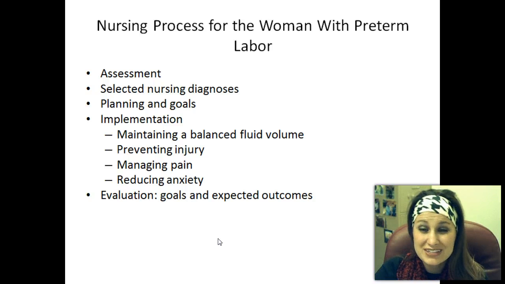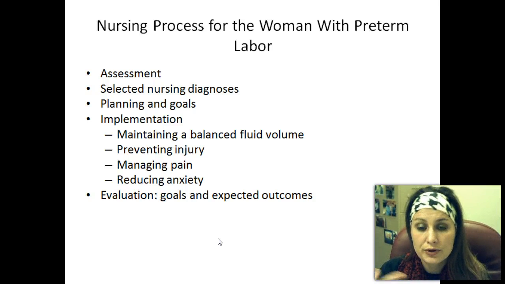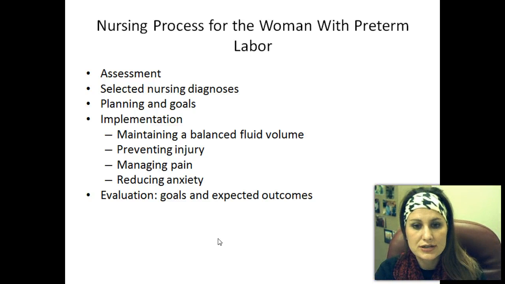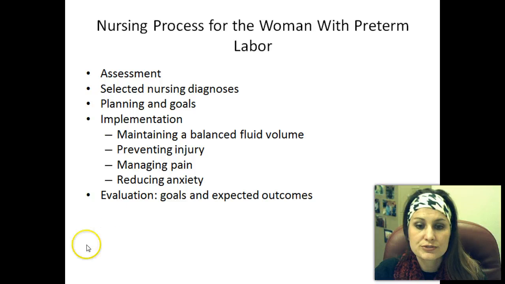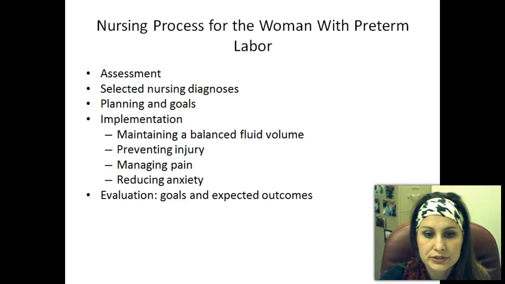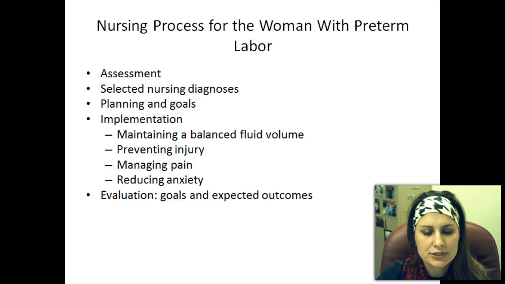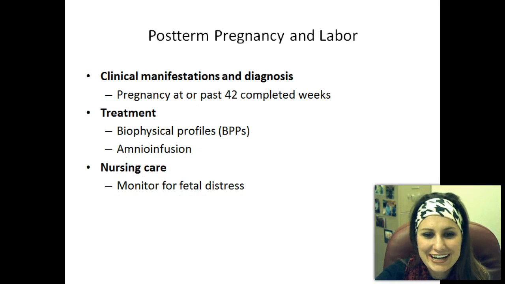A woman who is facing a preterm labor is very worried about losing her baby, concerned about the health of the baby. So you have to address those issues as well. Preventing injury, managing pain, and reducing anxiety. All important goals. So important that I show them twice. Okay.